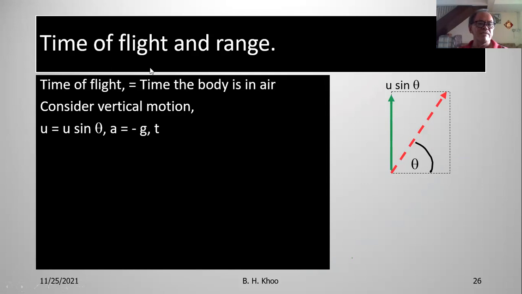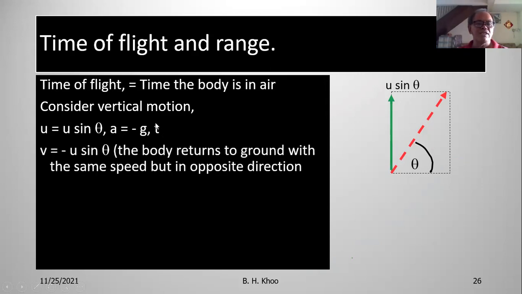Consider vertical motion, same. What is given? This one, u sine theta. A is minus g. We are interested in time. We can consider where it comes down, going the same speed, except negative because it's going down now.